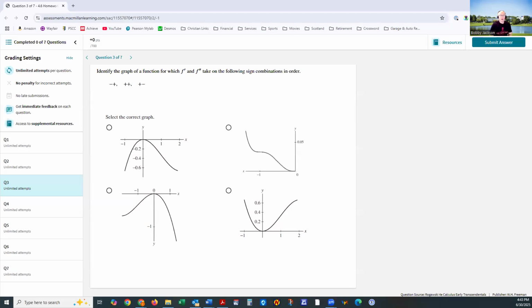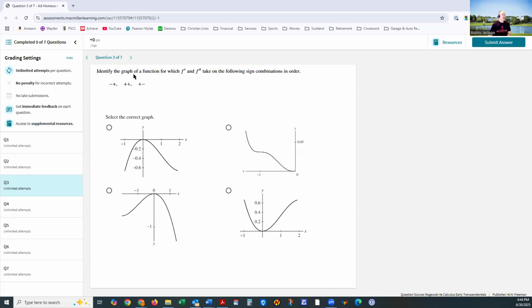Hey everyone, we're going to look at number 3 in section 4.6. This is just choose the graph. Make sure you understand. Don't just randomly pick until you get it right. Make sure you understand what's going on. They do have the notation we talked about here.